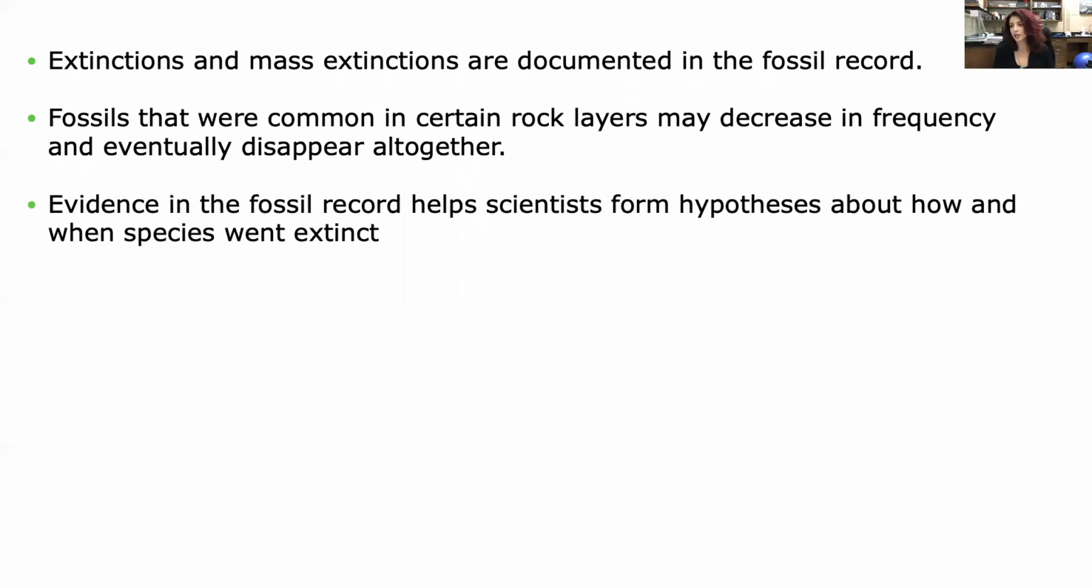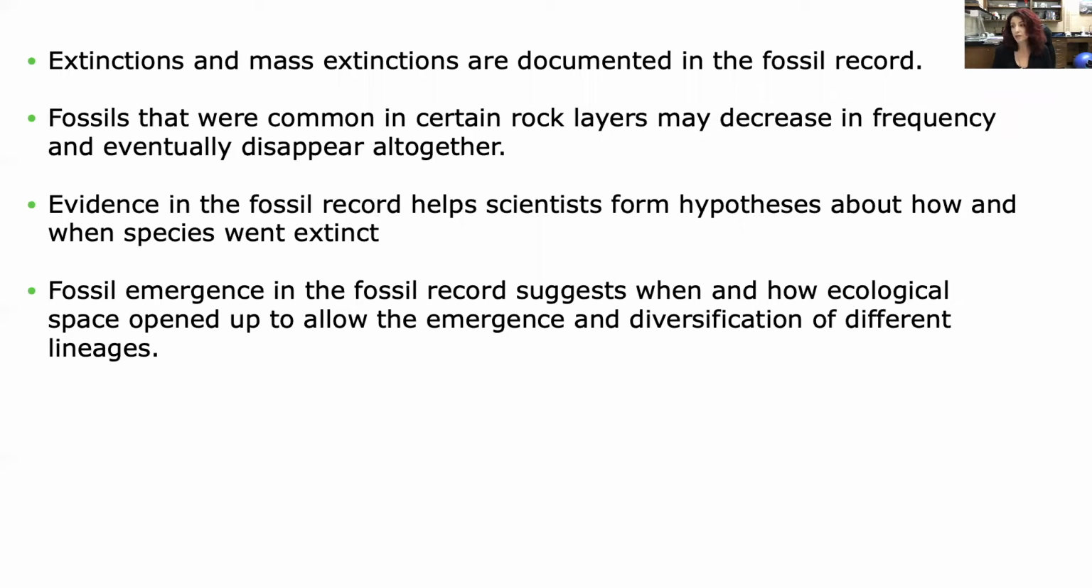Evidence in the fossil record helps scientists form hypotheses about how and when species went extinct. So in specific rock layers, for example, you'll have the fossils, and then perhaps you have a volcanic ash layer that's right underneath or right above those fossils. That would tell you that there was a large volcanic eruption that occurred around the same time where those organisms went extinct.